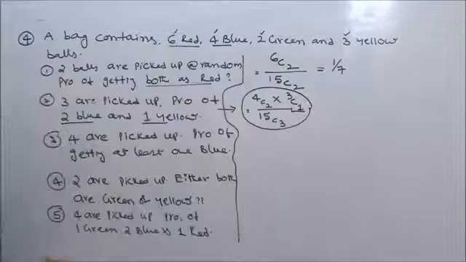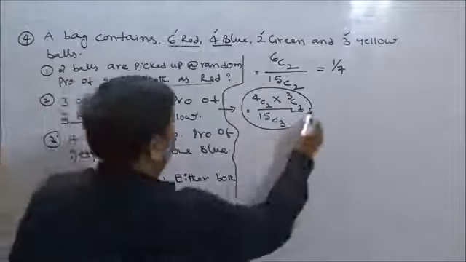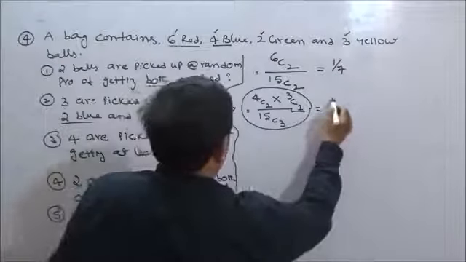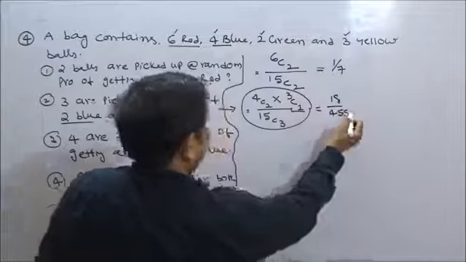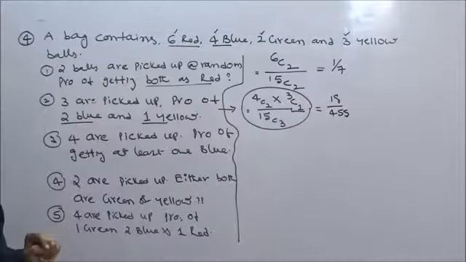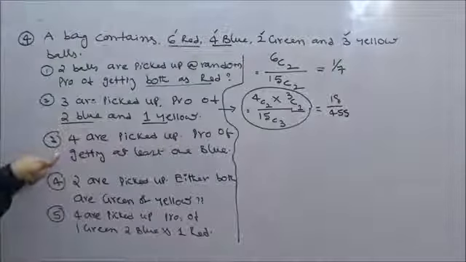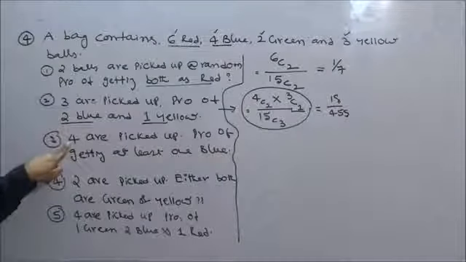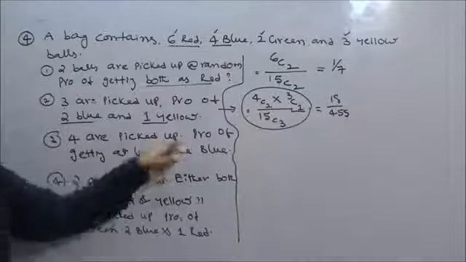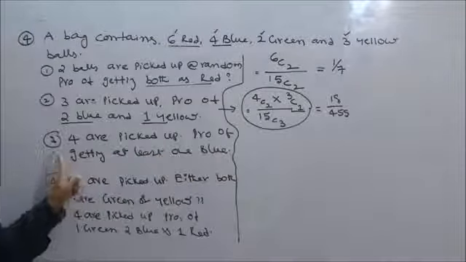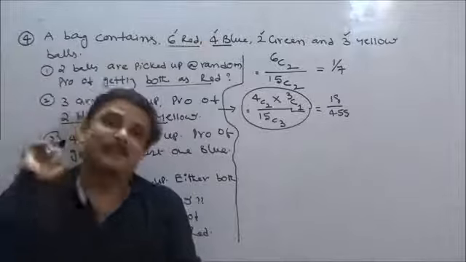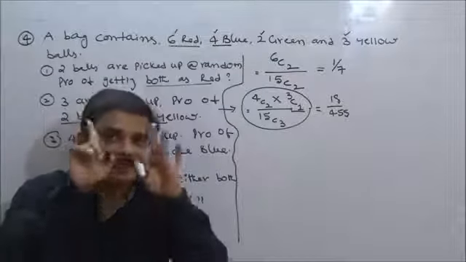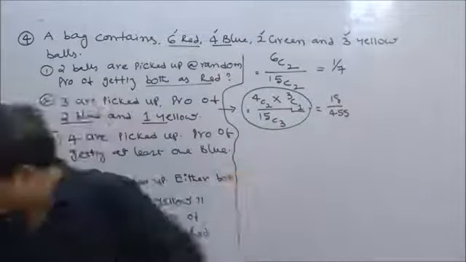Second question. Got it? Now you simplify this one. You will get 18 by 455. I think 18 by 455. Move on to the third question here. The third one, 4 are picked up. Now here 4 balls are picked up. Probability of getting at least 1 blue. This is an important question, students, right? At least 1 blue. Now you please try this one.